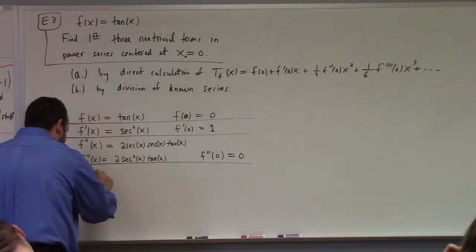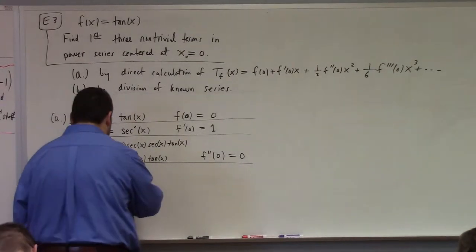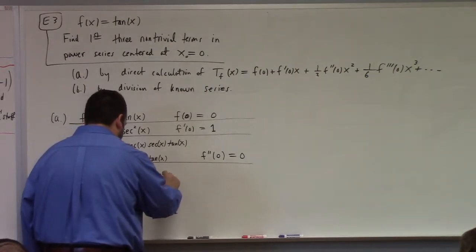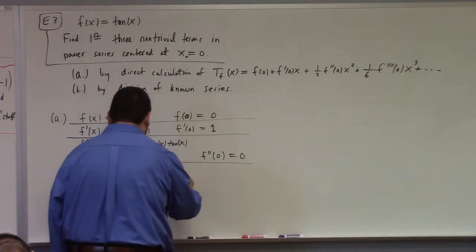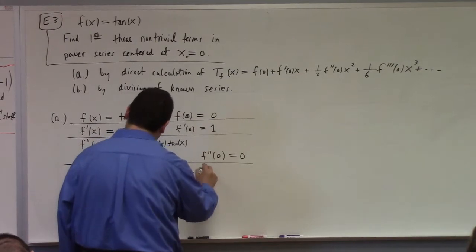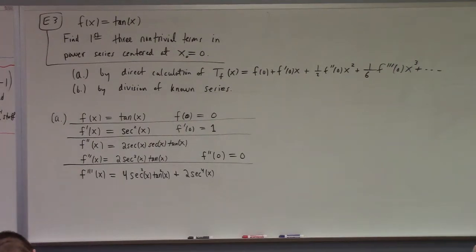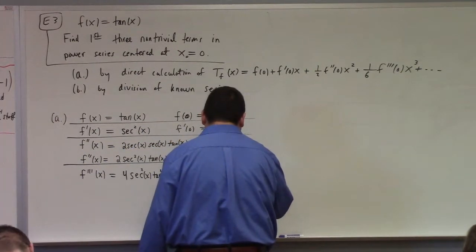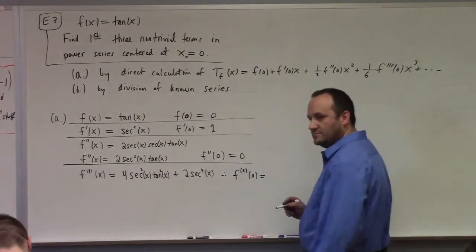F prime prime prime of x. Oh man, look at that product rule. This is starting to be unpleasant. For secant of x tangent of x times secant tangent, so that makes it a secant squared tangent squared, plus 2 secant to the fourth of x by the product rule. Yeah? So the third derivative at 0 is equal to what? 2? Yeah.